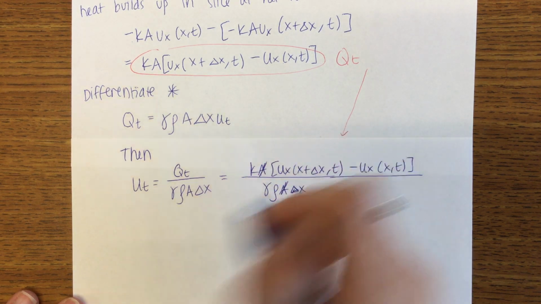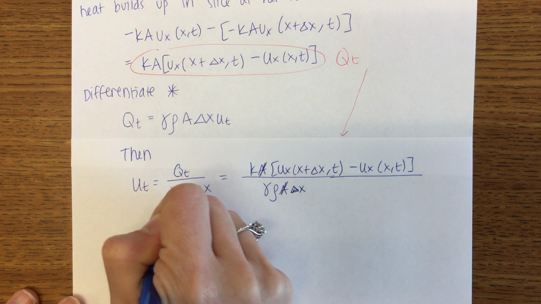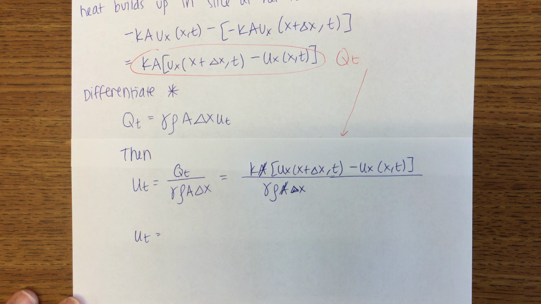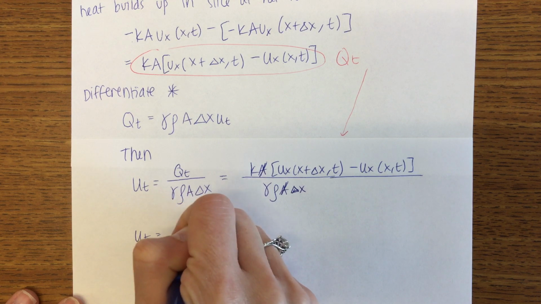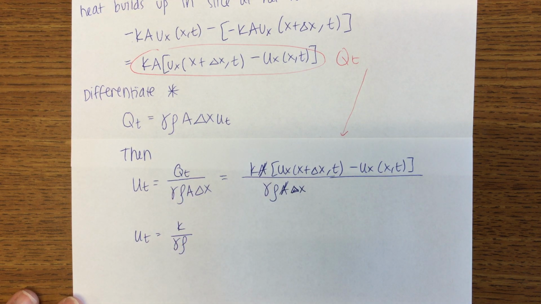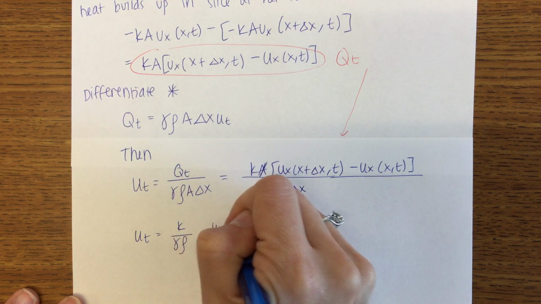So those A's are going to cancel out. I'm going to write the constants out in front. So this is going to become K over gamma rho. Then we have everything else.